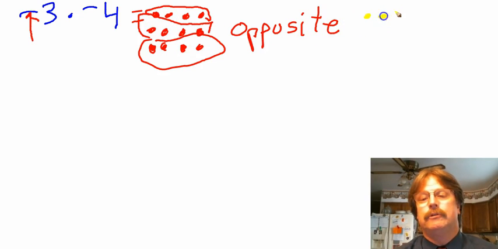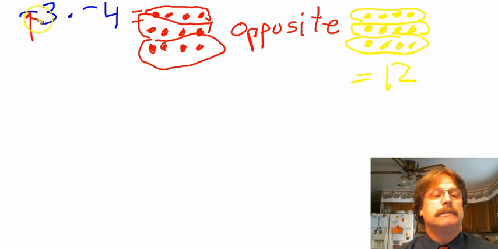So 1, 2, 3, 4. There's one group. 1, 2, 3, 4. 1, 2, 3, 4. So I now have my 3 groups of 4, and of course that's going to equal a positive 12. So that's how a positive times a negative times a negative is going to equal a positive. So let me summarize those rules there.